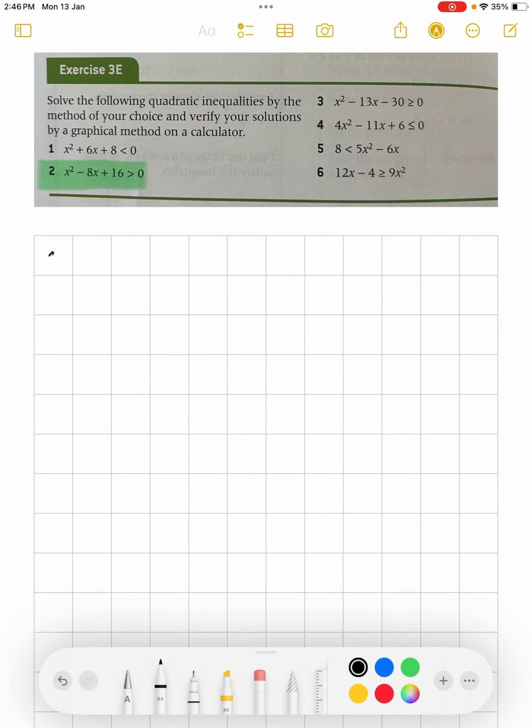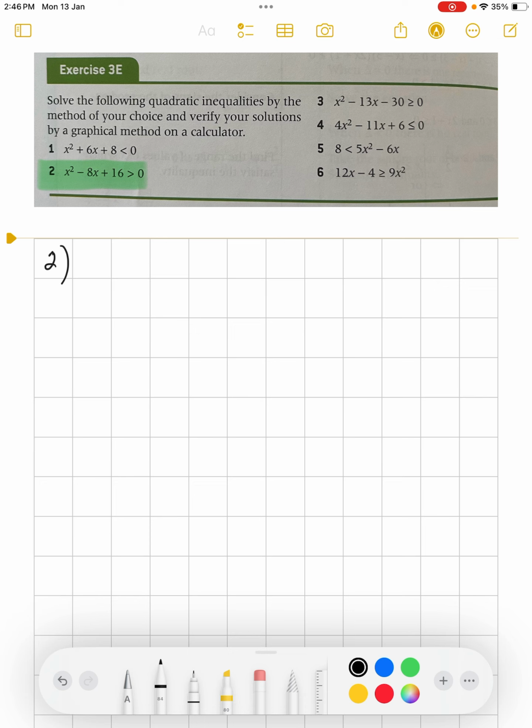I'm going to be looking at question 2. And it says to solve the following quadratic inequalities by the method of your choice and verify your solutions by a graphical method on a calculator. I'll just use the graphical method on the screen. Now, my choice will be either to factorize or use a quadratic formula if it factorizes.